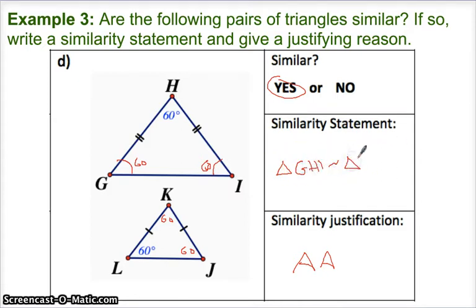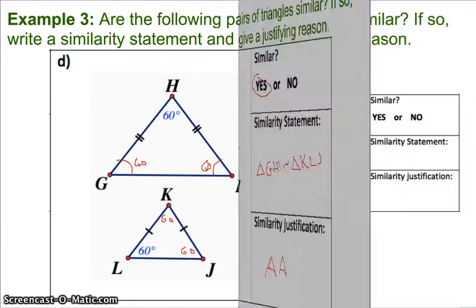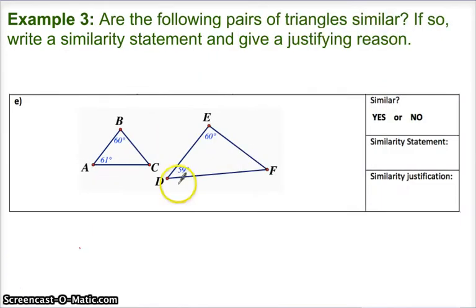Thought I was going to go alphabetical, didn't you? Let's go KLJ. It really doesn't matter. You could write this like 9 different ways and it would be fine for this example, because they're equilateral. All right, last one of these.